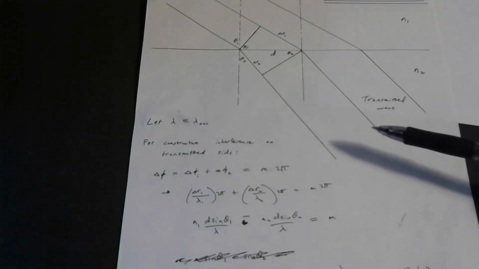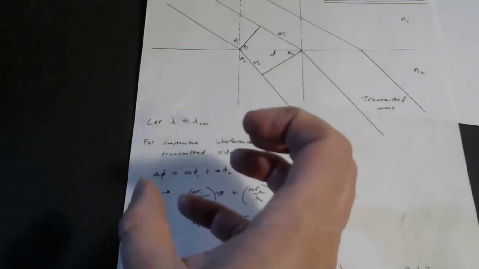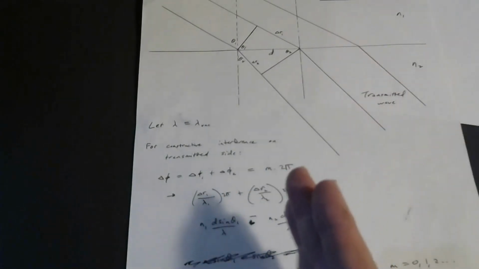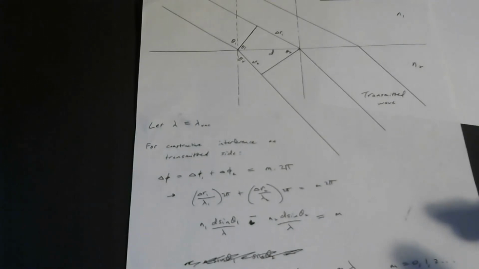And I'm looking for the condition of constructive interference because I would like to know if my eyeball was over here, in which direction would the light be most intense? If the intensity falls off rapidly as I move away from some particular angle, that would imply that I can only really see the light at that angle. If the intensity was distributed broadly, hang on one second.